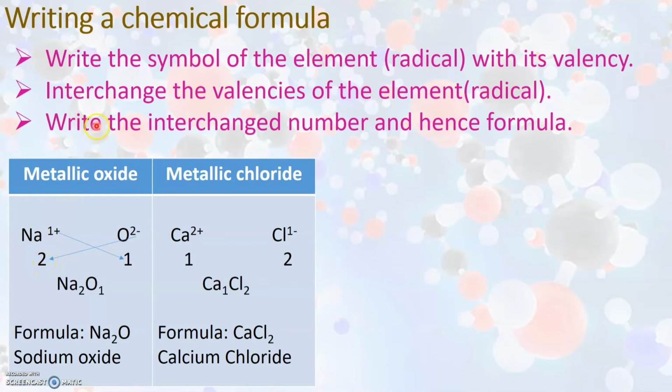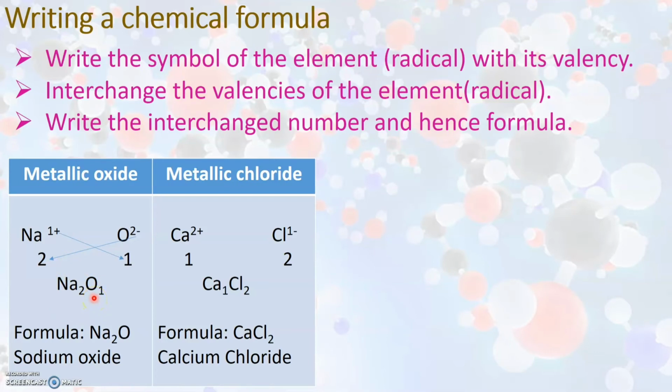Now, what is the next step? We need to write the interchanged number. So, how do we write Na? 2 is now for sodium. So, Na2 and O1, 1 which is the valency of sodium, is now for oxygen. So, we need to write these valencies as subscripts to each of these elements. So, it comes like Na2O1, as you see here, Na2O1. So, this is now the interchanged number.